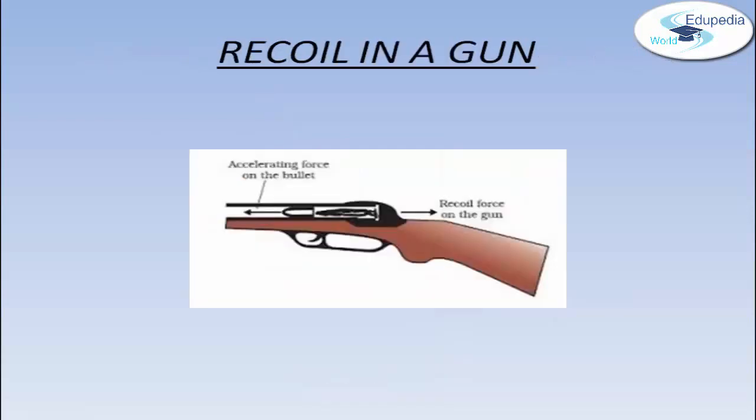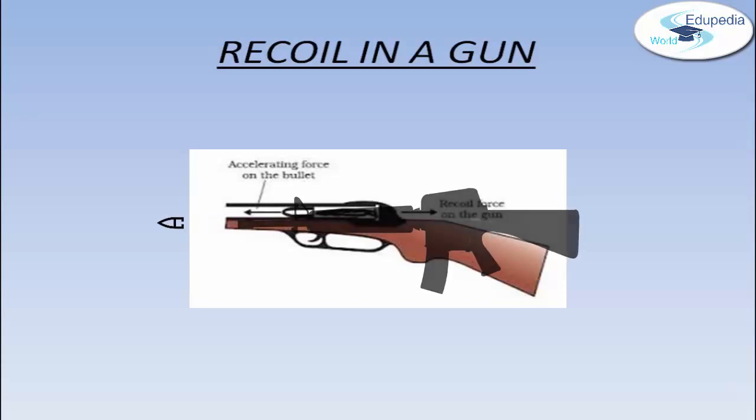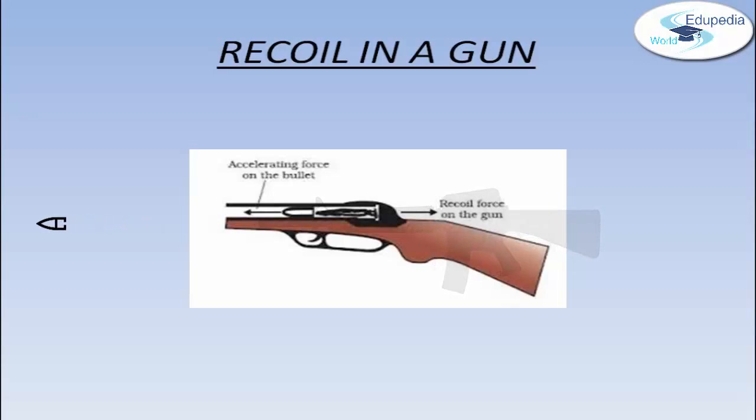Now, next example is recoil in a gun. You must have seen that when you fire a gun, what happens? You can see from some distance also that the person who's holding the gun, his gun also moves a little back. So why does it happen? That is also because of the third law of motion. When you fire a bullet, the bullet goes forward. Now there is a force that is applied onto the bullet, and because of this force, the bullet is pushed forward and it accelerates.